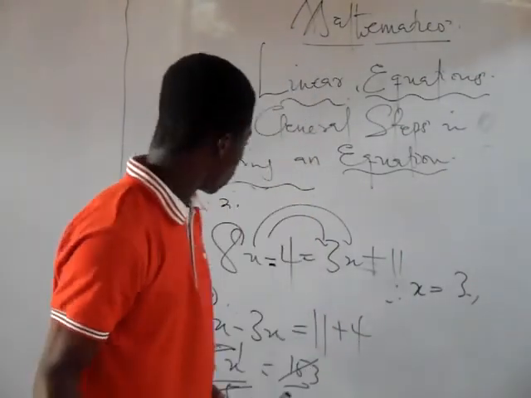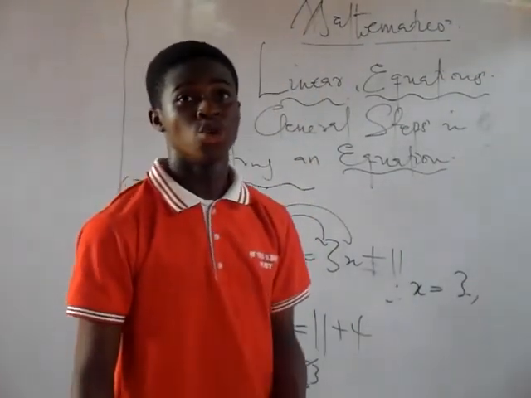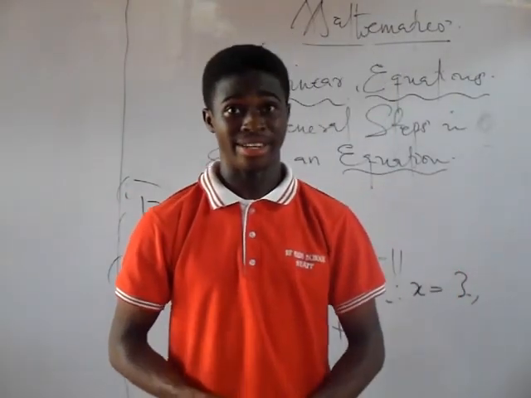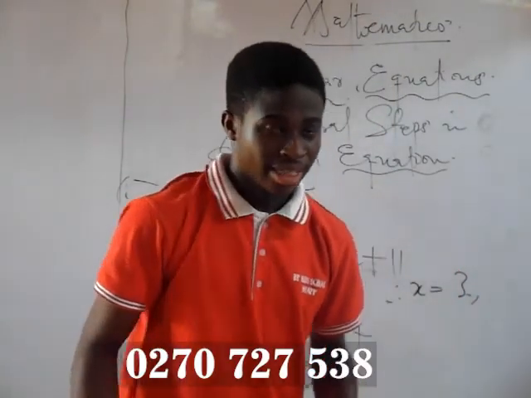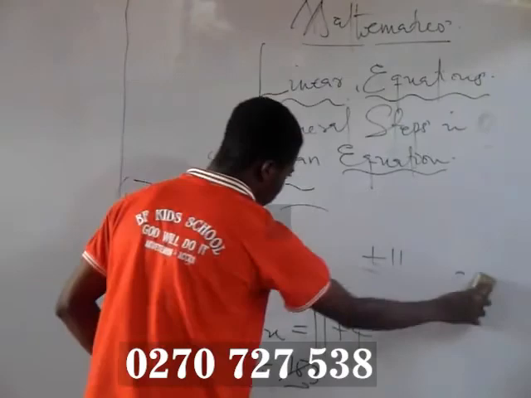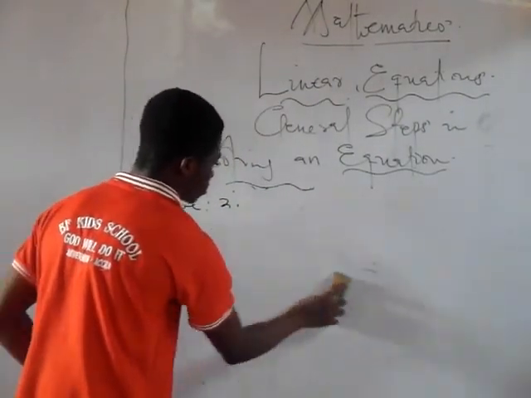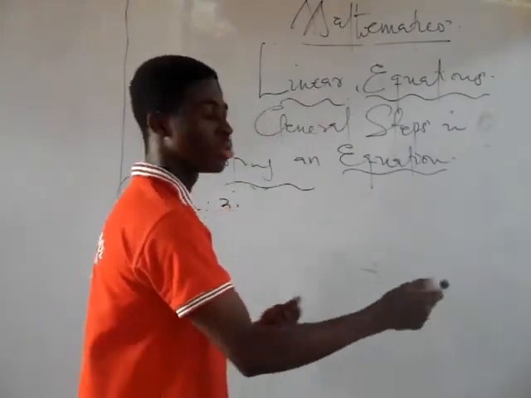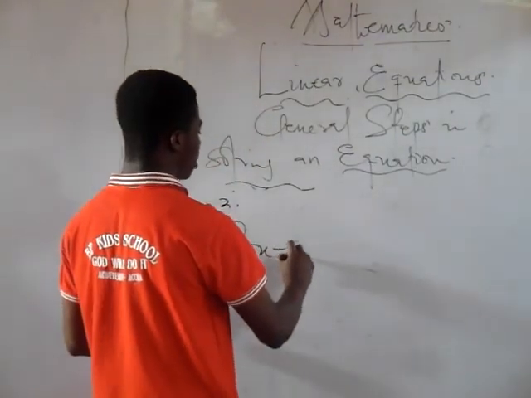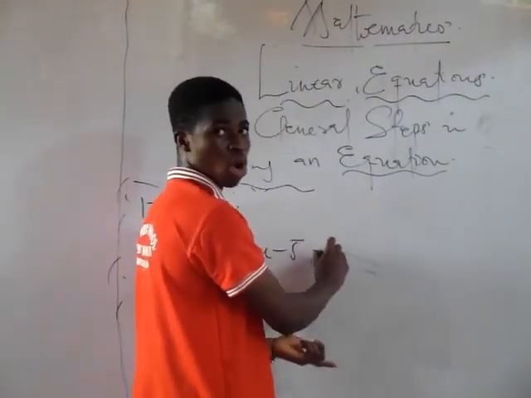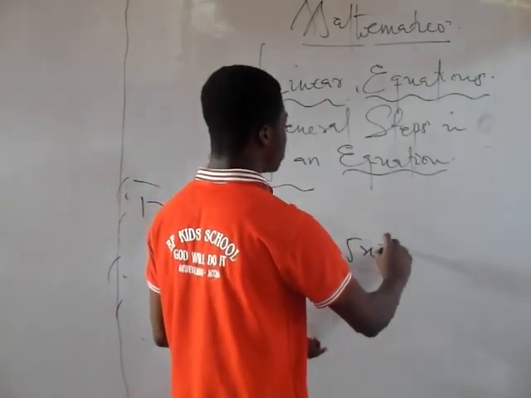Let's take the next example. With the next example, you'll be familiar with everything. Take this example. You have 3x minus 5 equals 5x plus 6.